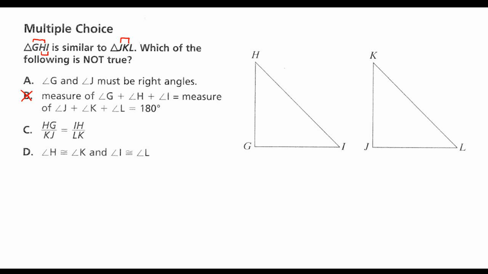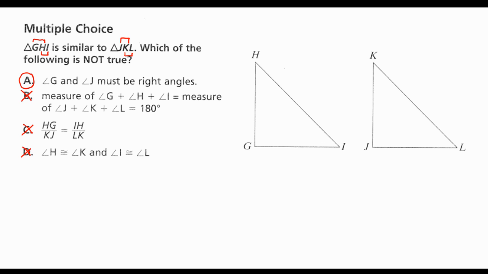IH are the last two letters. LK are the last two letters. So that makes sense as well. So that is a true statement. They set up ratios of corresponding sides. So that is not a false statement. Notice that H and K are both in the middle of those two triangles that are named. So that means that they are congruent because remember, corresponding angles in our similar triangles are congruent. And the same thing with I and L. They're in the same spot. So that is a true statement.